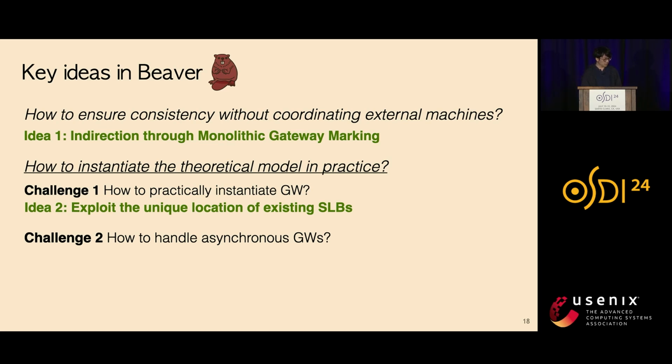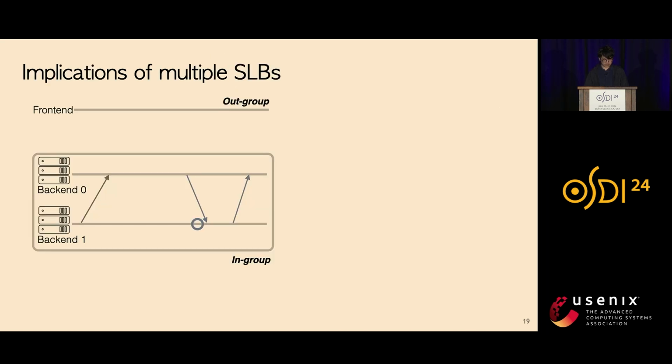So of course, assuming that a single gateway server can handle all incoming traffic is also infeasible. In reality, multiple servers are necessary to handle typical data volumes or simply to provide fault tolerance. So how does Beaver achieve it? Before diving into the solution, let's look at the implication of multiple gateways.